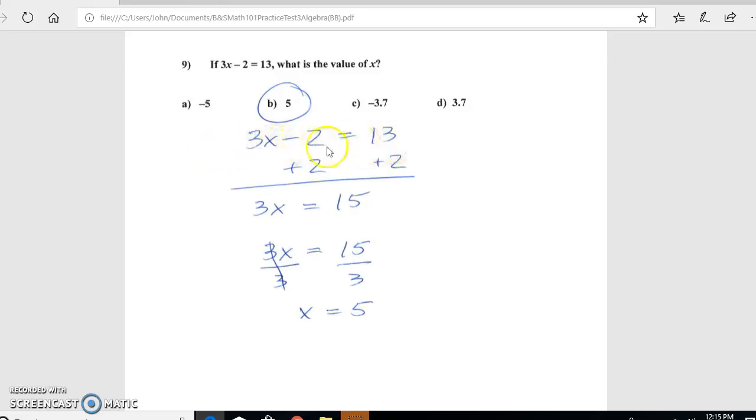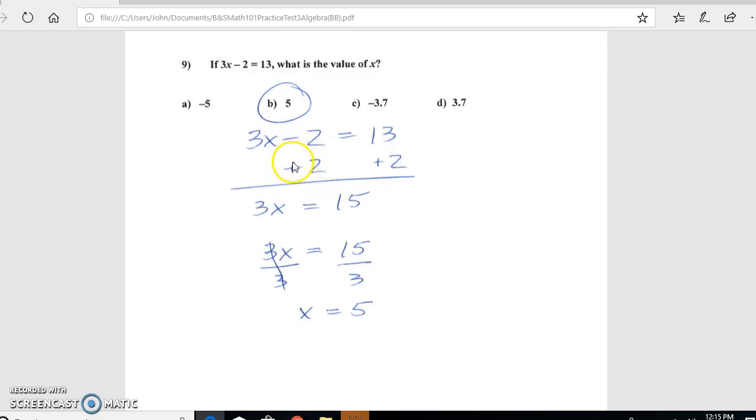So here's my equation, and I want my x term to be on the left-hand side of the equal sign. I want to move all of my numbers to the right-hand side. And so I have this minus 2, which I want to move over to the right. And the way I do that is I put the same number underneath it with the opposite sign. So this is a negative 2, and I'm going to put a positive 2 underneath it.